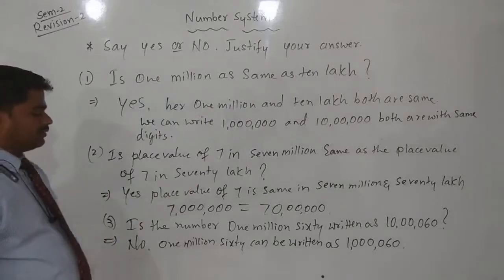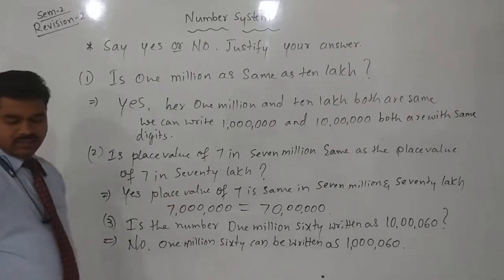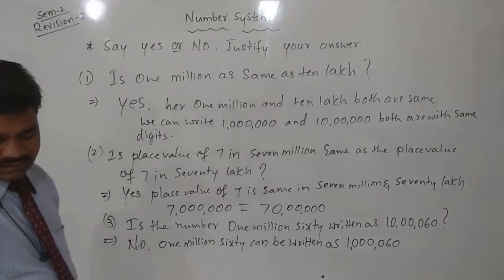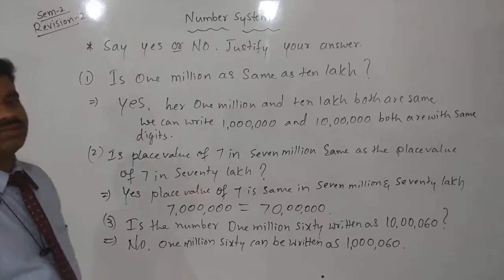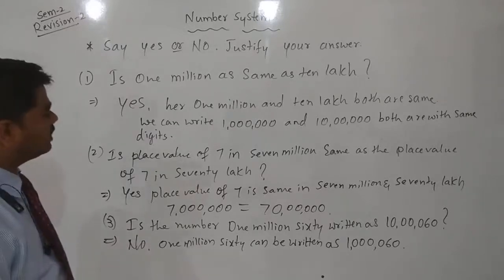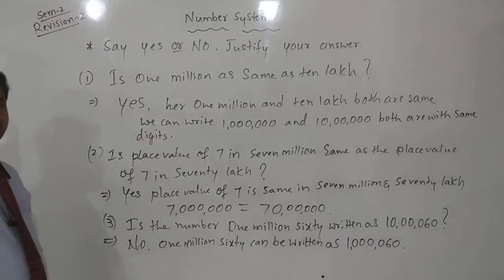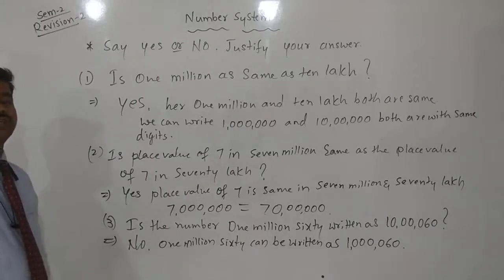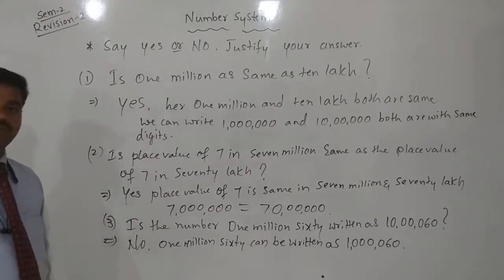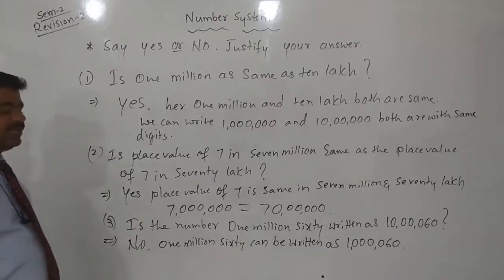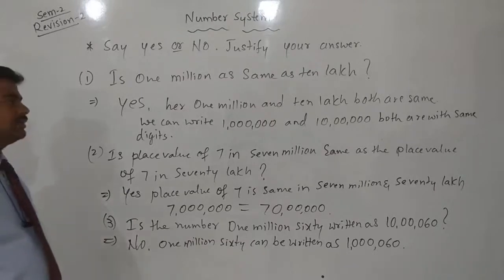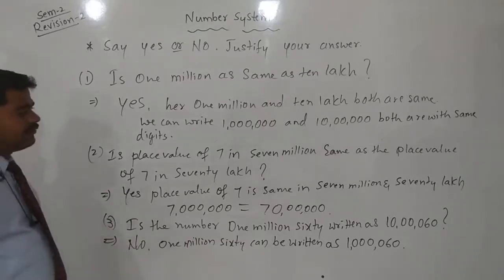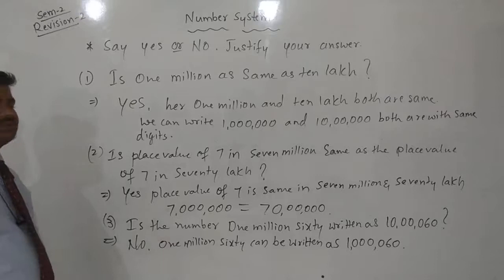Let's write these three questions and one more. Is 1 million the smallest 6-digit number? No, it is the smallest 7-digit number. The smallest 6-digit number is 1 lakh, that is 100,000. 1 million is not the smallest 6-digit number. Write these three; the fourth one we can skip.